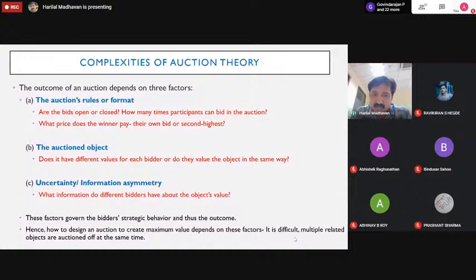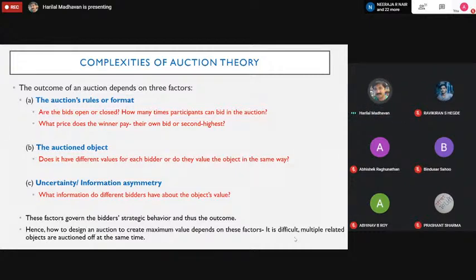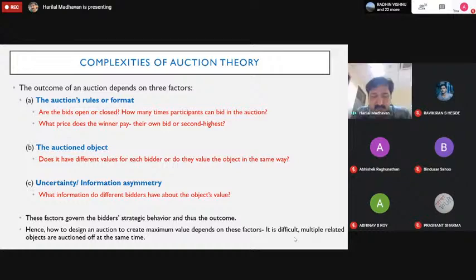And the second factor is the auctioned object itself. Does it have different values for each bidder, or do they value the object in the same way? If there are 10 members bidding for a particular object, do all of them have the same kind of attachment or value, or a private value? We'll talk about private value soon. Is the private value for that particular product the same, or is it different? For a painting of Picasso, obviously you can think that some persons have a strong interest in that, and others may not. For them, it's just a painting. So you can see how a product is attached to different people in different ways.